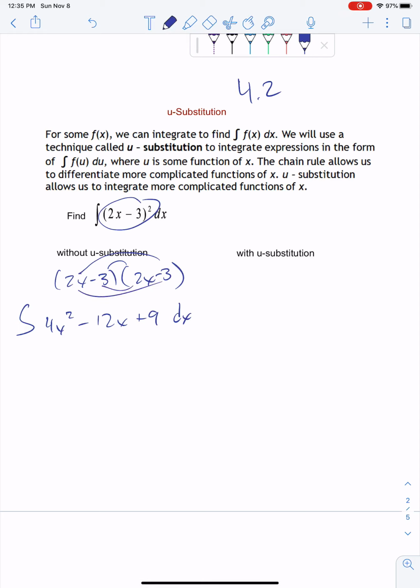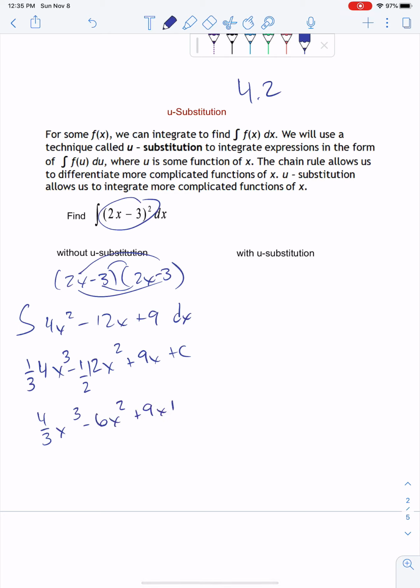So then when you integrate, this x squared would go up to x cubed. You still have the 4, but now you have to times by a third. And then this x would go up to x squared, and you still have the 12, but you would have to times by a half. And then this 9 would go up to a 9x, and then you would have this plus c. So you end up with 4/3 x cubed minus 6x squared plus 9x plus c as your original f of x, right?